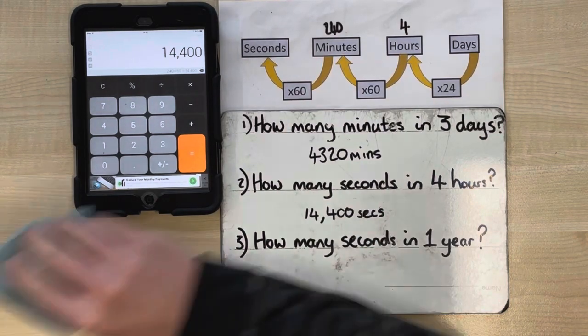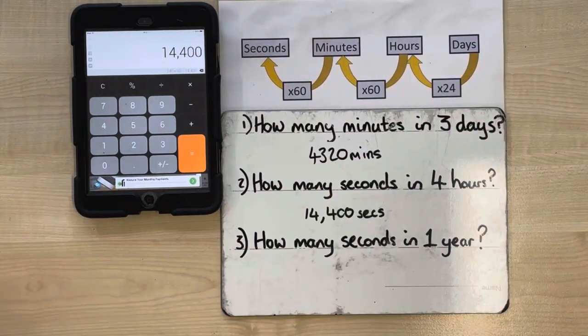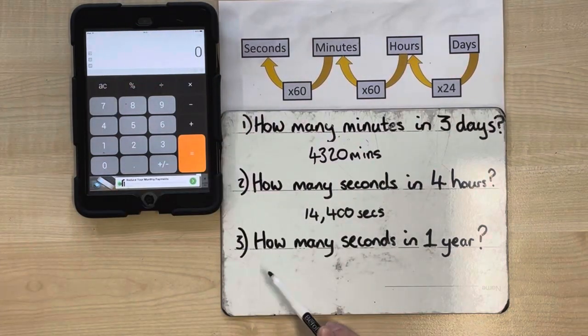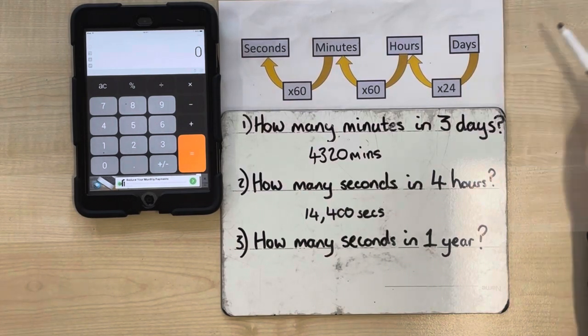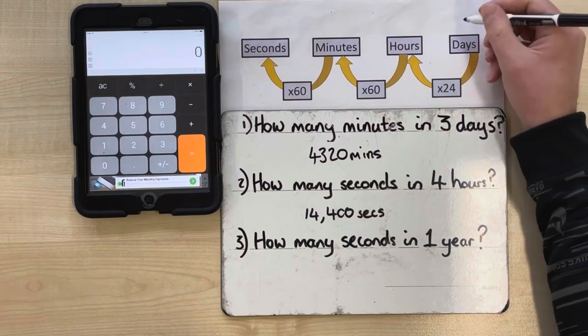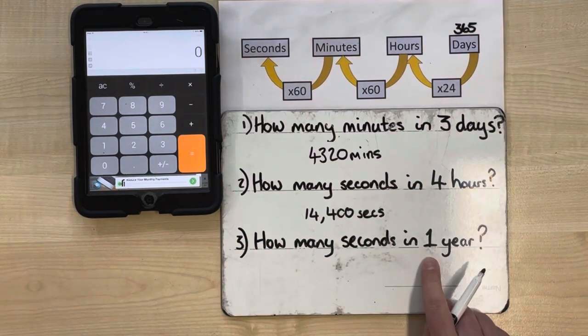And let's do the last one. Now you might want to challenge yourself with this one, so you might want to pause the video at this point and then give it a go. That's fine with me. But we are being asked how many seconds are in 1 year. Well, I don't have a part here that tells me about years, but I do have a section that tells me about days. And I know off the top of my head that there are 365 days in 1 year.